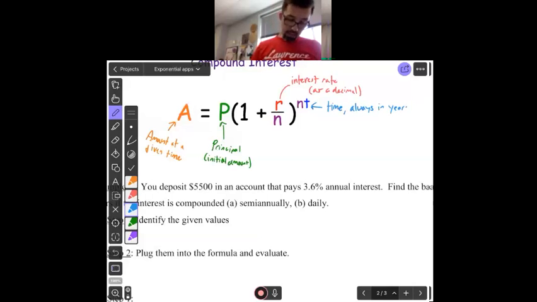And then n. So n's our new thing here. What does n stand for? n is the number of times per year that the interest gets compounded. Like I was talking about it getting compounded monthly, 12 times a year. So we use the letter n because it stands for the number of times per year interest is compounded.